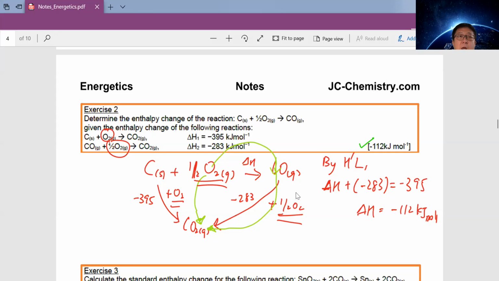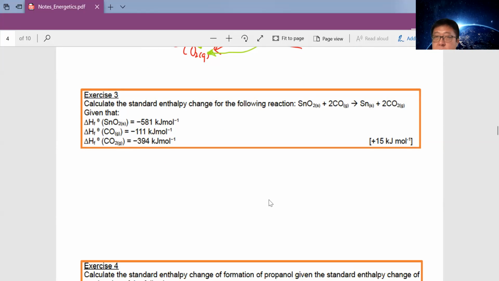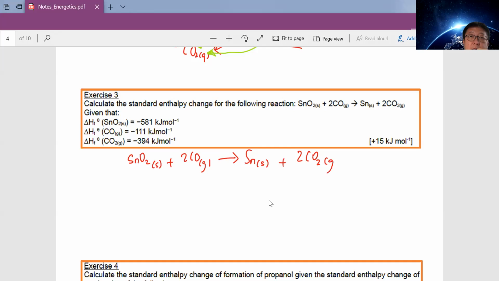Okay, next one, question exercise 3, you try. Practice one energy cycle is like that, okay? If you don't practice, you're rusty, very difficult to do. Okay, so we copy down the equation: SnO2 solid, 2CO gas, and you are given Sn solid and 2CO2 gas, enthalpy H. Correct?